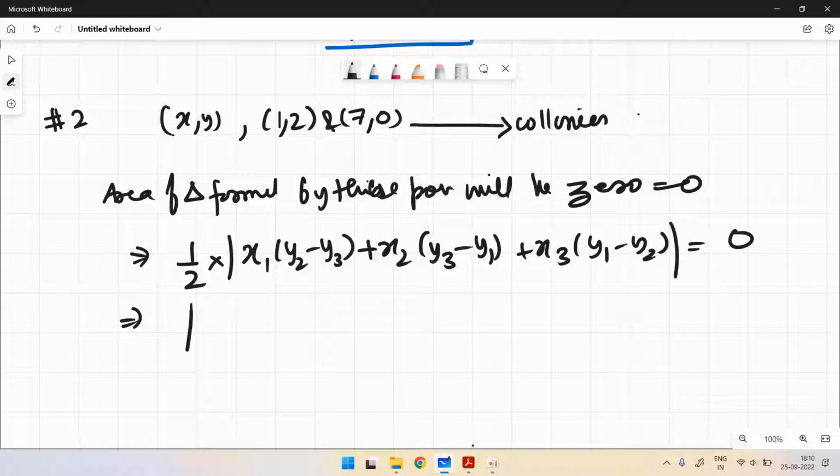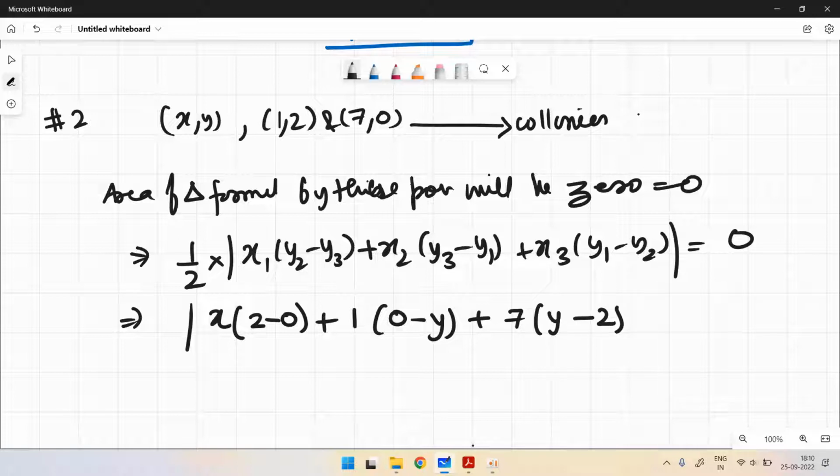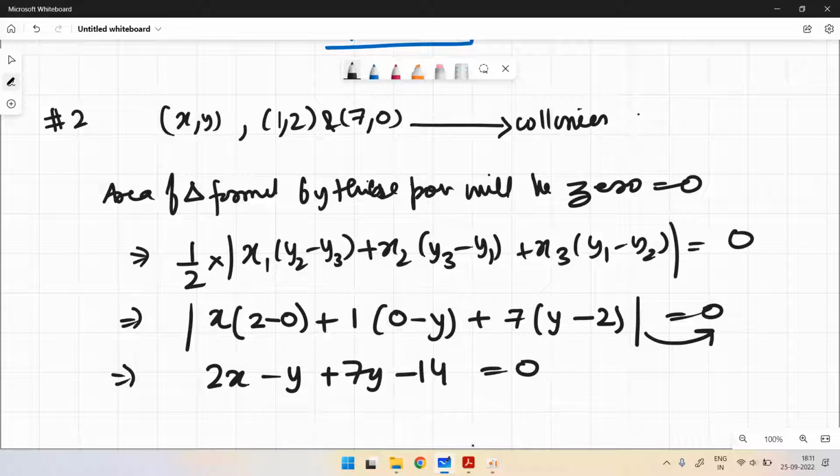So ultimately it will become: x1 is x, y2 is 2 minus y3 which is 0, plus x2 is 1, y3 is 0 minus y1 which is y, plus x3 is 7, y1 is y minus y2 which is 2, equals 0. And the modulus, if I take it outside, is plus minus 0 only, so this will ultimately be 2x minus y plus 7y minus 14 equals 0. That is nothing but 2x plus 6y minus 14 equal to 0.